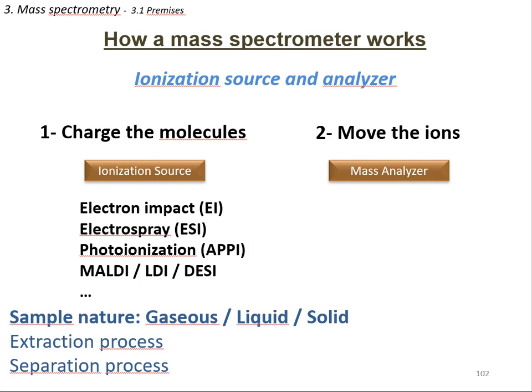There are many different types of sources. The most famous are electron impact, which is adapted to gas chromatography mass spectrometry, and electrospray, ESI, which is very well adapted for liquid chromatography mass spectrometry. But others exist, like photoionization or MALDI or LDI or DESI, etc. It all depends on the nature of the sample, if it's gaseous, liquid, or solid, if you have one extraction process or another, and what type of separation process you use, especially gas or liquid chromatography.